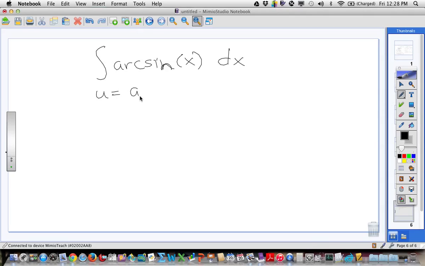So we would let the u be arc sine, because we do have a derivative of arc sine, and the dv would be everything else. Well, what's left? Just the dx. Sometimes that happens. Normally with integration by parts, we're looking for two parts, one for the u, one for the dv. Well, it might be that the dv is just the dx. That's the only other part. And we can do that. So let's take a look here.